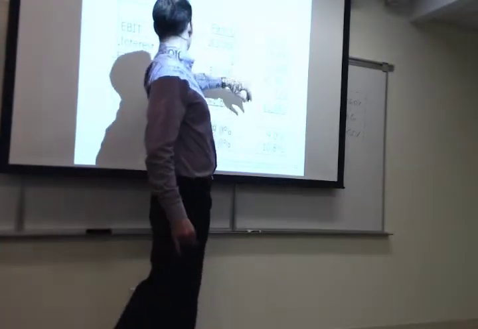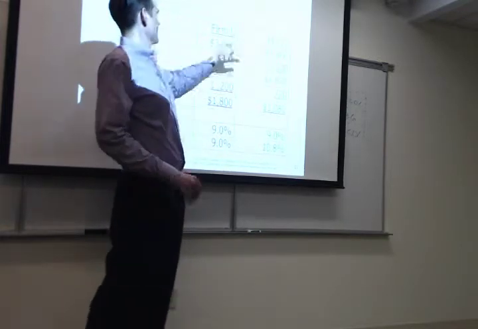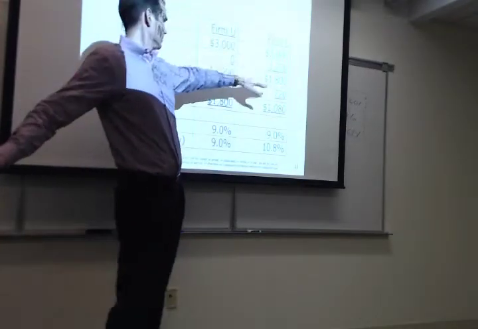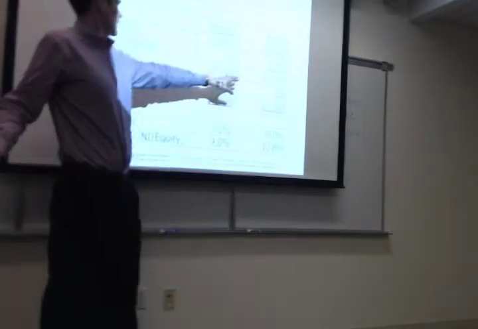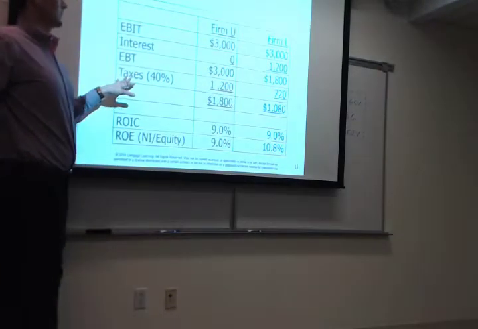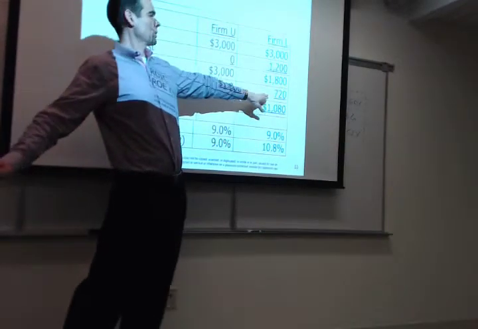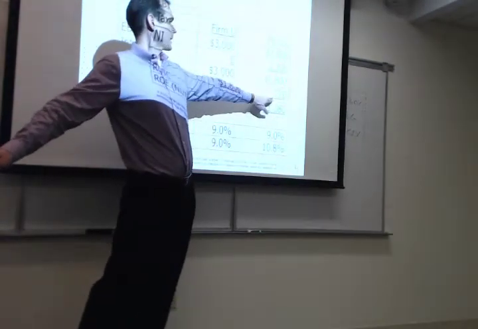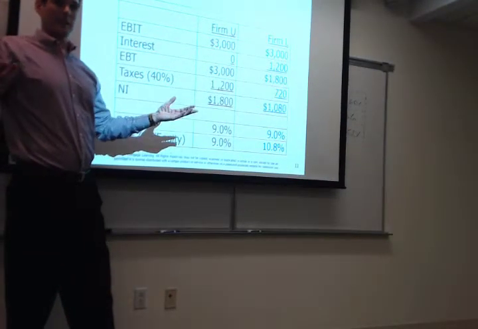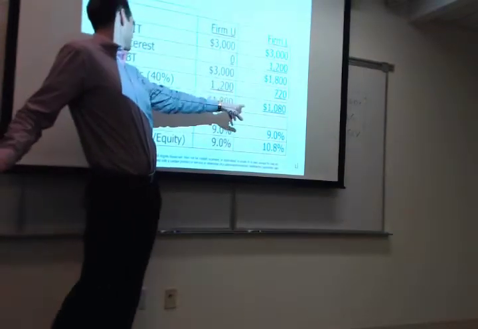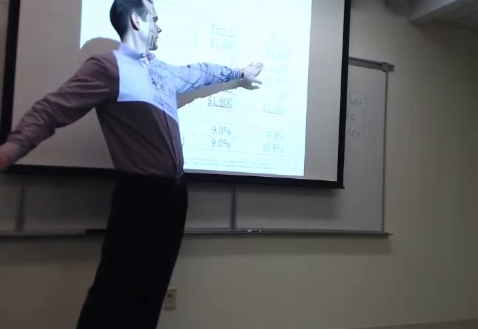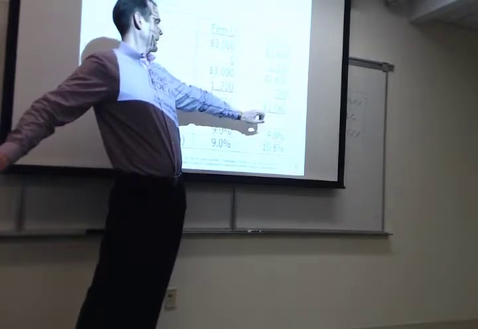This firm that is levered, this EBIT was $3,000, just the same as the unlevered firm. And we have some interest payments we need to pay to the bankers. So our earnings before taxes is a little bit less. We pay taxes, and we get a little bit of a tax shield with this firm that is levered. We pay $720 rather than $1,200 because debt gives us that tax advantage. We can deduct the interest payments. Our net income is going to be a little bit lower as a result of the interest payments, $1,080.